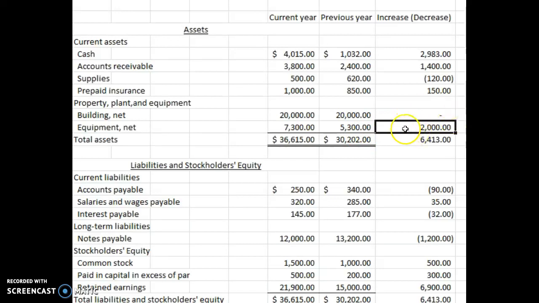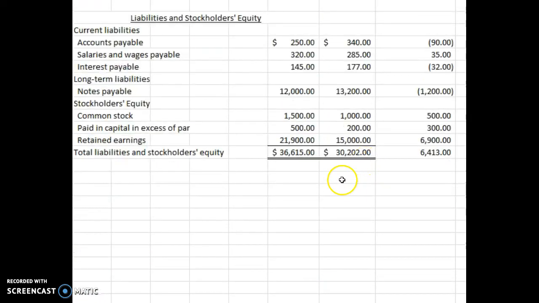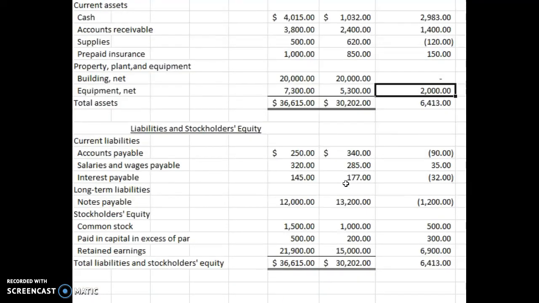We talked about how this $2,000 increase in equipment was actually caused by two different things. One was depreciation, and one was the purchase of equipment. So when we factor in that $8,000 of this change was a decrease in depreciation, then that $2,000 becomes an actual increase of a $10,000 purchase.